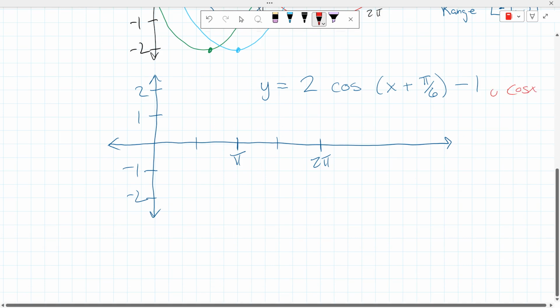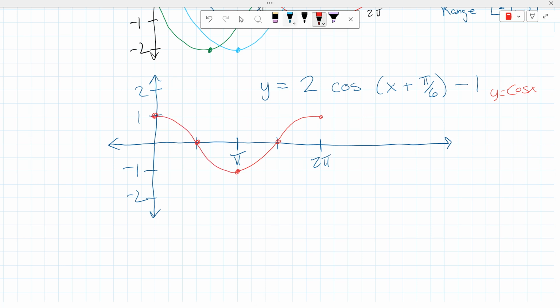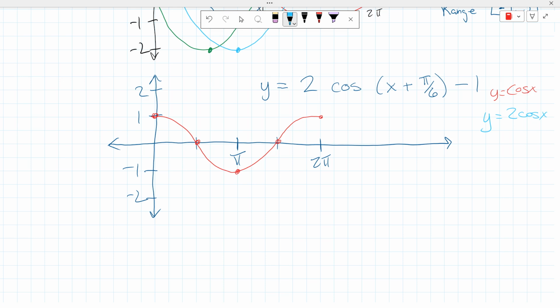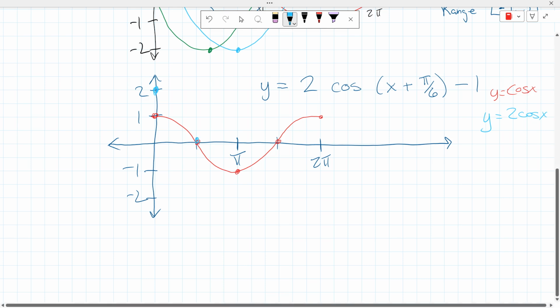All right, so I'm going to graph cosine of x. 1, 0, -1, 0, 1. Then I'm going to graph y equals 2 cosine of x. The 2 in front does what? Multiplies all the y values. So it's twice as high, twice as low. So we are at 2, 0, -2, 0, 2.